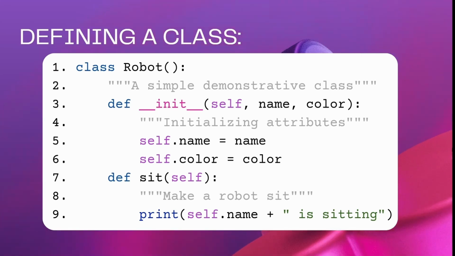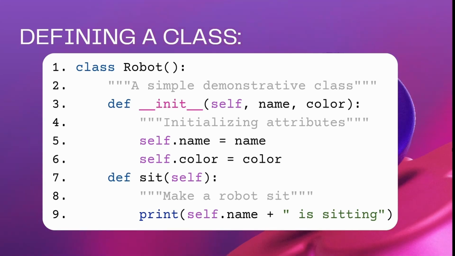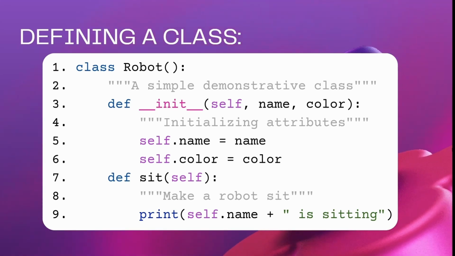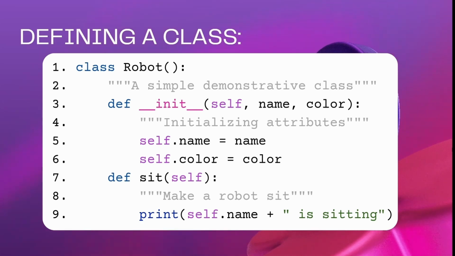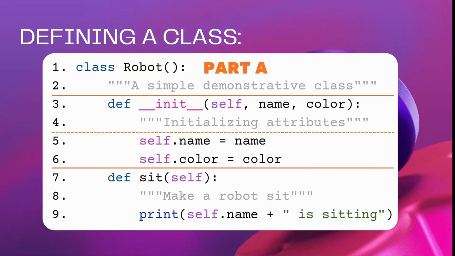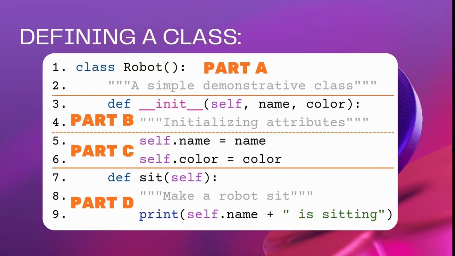This is the general form of defining a class in Python. We can break down the process of defining a class in Python into 4 main steps: Step A, Step B, Step C, and Step D.